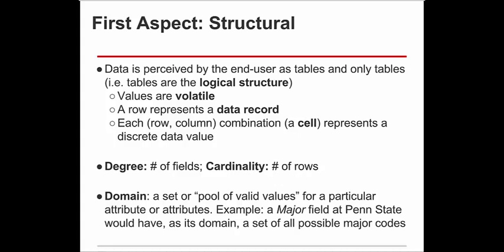We also hear the term domain thrown around a lot when it comes to the structural aspect. Domain is used to describe a field. It's a set or a pool of valid values for a particular attribute or attributes. As an example, consider your major here at Penn State, and if you don't have one, eventually you will. When you are assigned or opt into a major, you are assigned a major code. If this was a field in a database, specifically a major field within your particular student record, the pool of valid values would be the set of all possible major codes at Penn State University. That would be the domain of the major field.